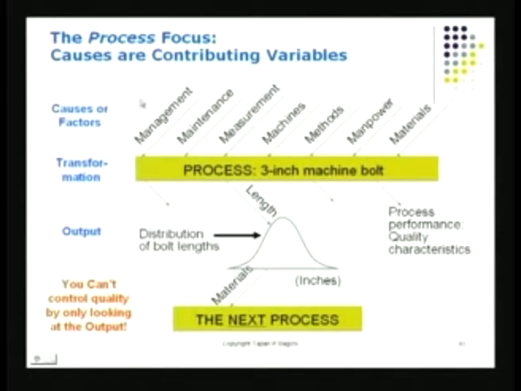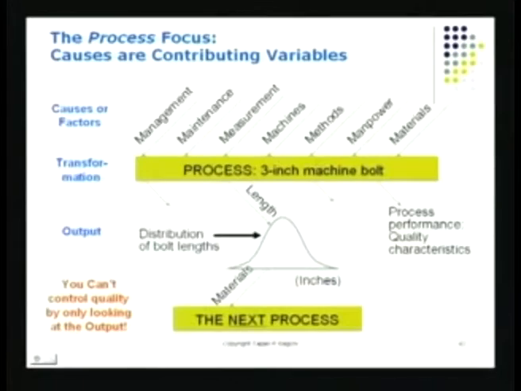So there are these causes or factors. For example, suppose I've got a process to manage, and all I'm doing here is producing 3-inch long bolts. These are bolts which are used in some machines, and I'm producing those 3-inch bolts. The inputs to produce these bolts are, obviously, management, maintenance, measurement, machines, methods, manpower, and materials, of course. These go as input into that process.